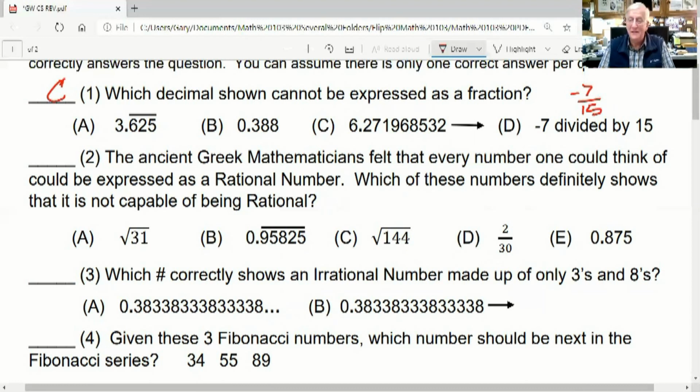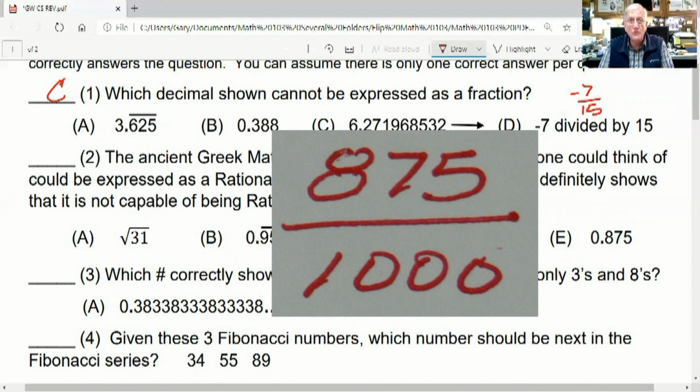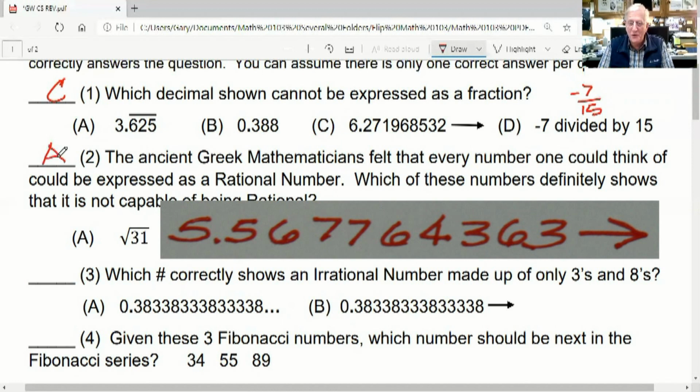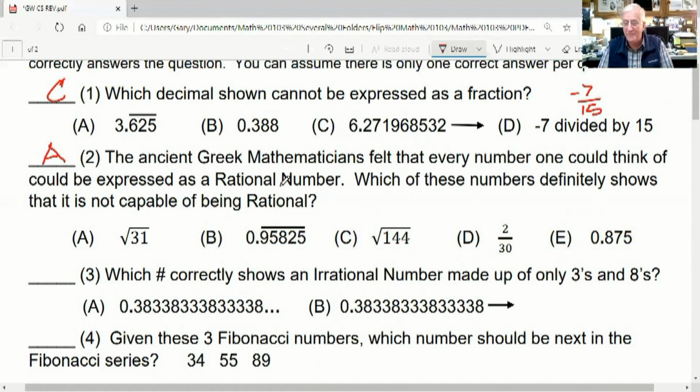2/30ths? Choice D, obviously a fraction, obviously rational. And 0.875 is 875 thousandths. Obviously, it's rational. Look at A, though. Choice A, which is the correct answer, cannot be expressed as a fraction. It is an irrational number. It goes on forever as a decimal. It never repeats, and it never terminates. Let's go on to number 3.